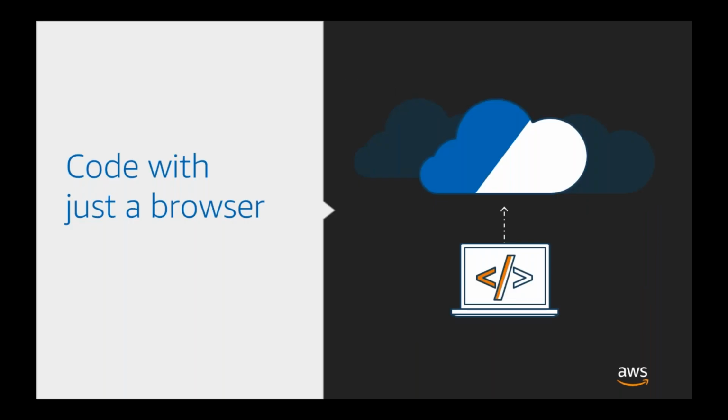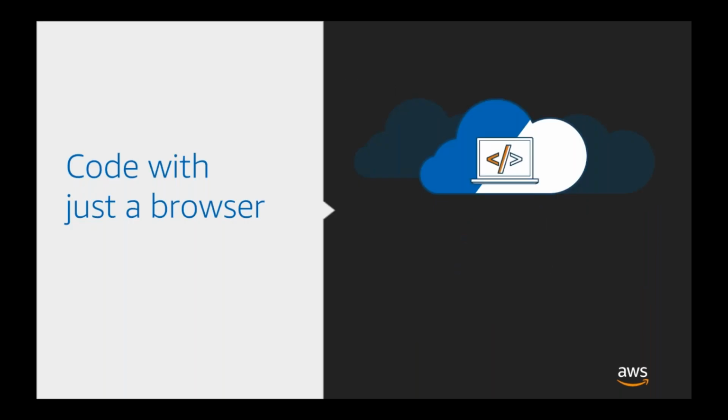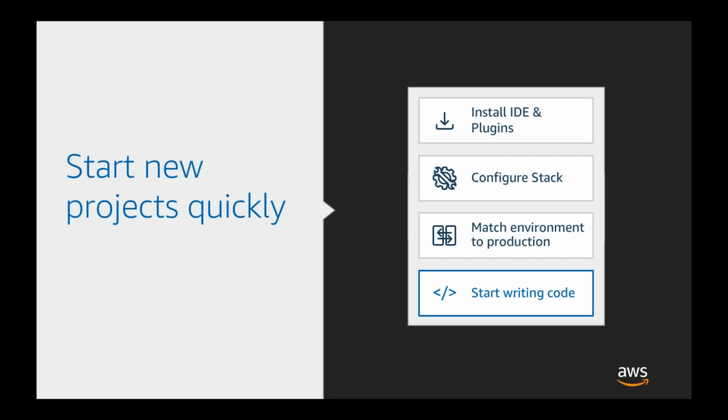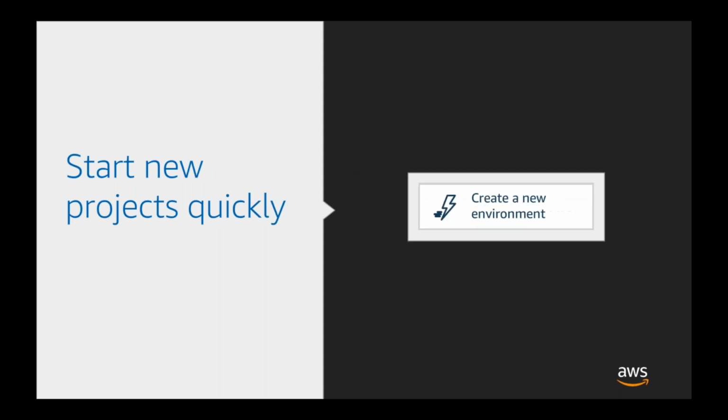AWS Cloud9 is an IDE that runs in the browser. So you can launch the IDE from any machine, any laptop, any desktop, as long as you have a web browser and internet connectivity. You can very easily, quickly start new projects. As I mentioned earlier, you won't need to be installing the IDE and the plugins and configuring the tooling and the stack before you can start writing code. You can get up and running really, really quickly. With AWS Cloud9, this is all done in a single step. You just create an environment, and within a minute or so, as you're going to see in the live demo, you're fully configured and ready to start writing your code.